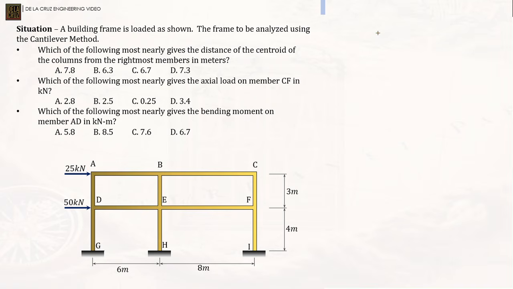Okay, so we have here the situation of a framing plan, a frame of a building that is loaded with lateral loads. As you can see here, the frame is to be analyzed using the cantilever method. This is a situational problem. The first question is to determine the location of the centroid, or the plastic centroid, of these columns. For number 2, the axial load for member CF, and for number 3, the bending moment in member AD.